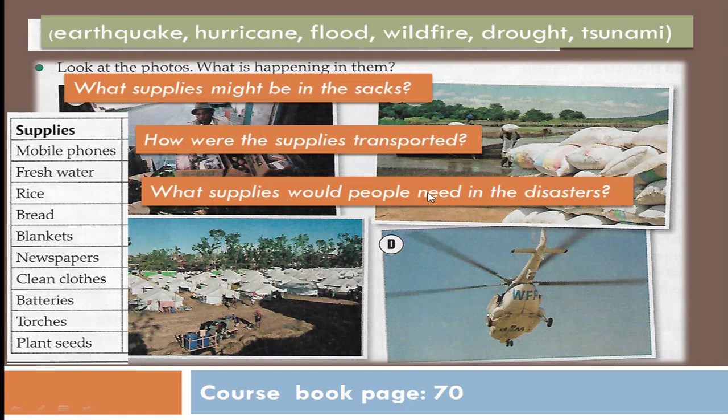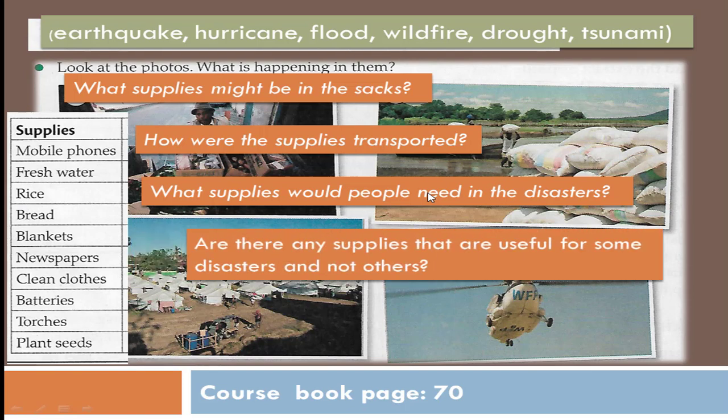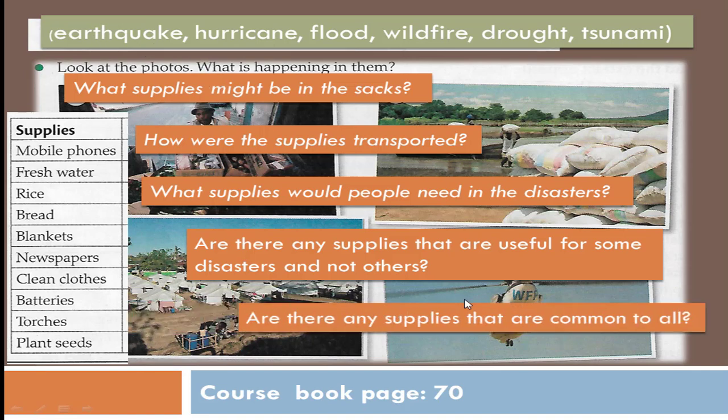You will discuss that. You will write that. Are there any supplies that are useful for some disasters and not others? For example, if some people are hit by earthquake and others are hit by wildfire, do they need the same supplies, or does each one have its own supplies? What do you think? And also, are there any supplies that are common, that means similar, to all, that means can be suitable to all?